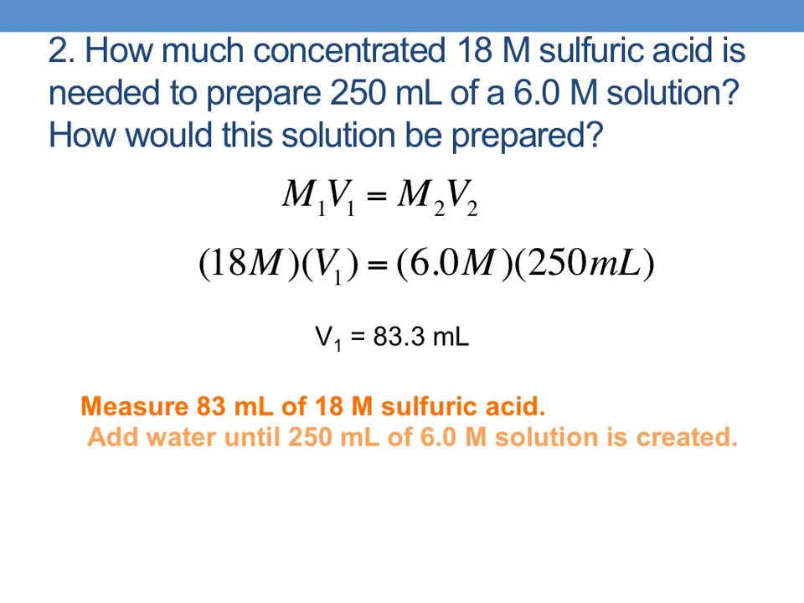Another way to do the second example would be to use our M1V1 equals M2V2 equation, plugging in the information for our concentrated solution. We know the molarity, we're looking for the volume. Plugging in the information for our diluted solution, we can solve for the volume. And because our volume here was in milliliters, our answer for this volume will also be in milliliters. And again, here's our final answer.